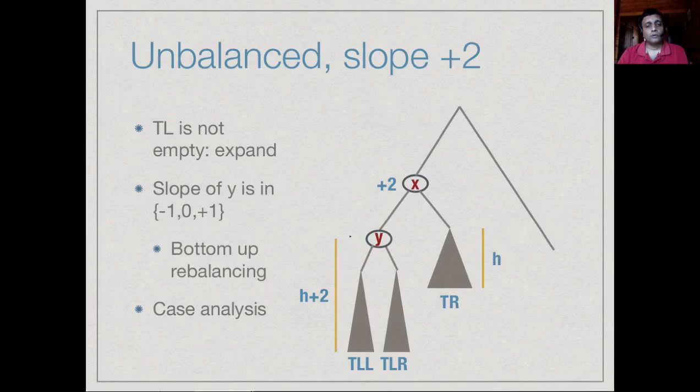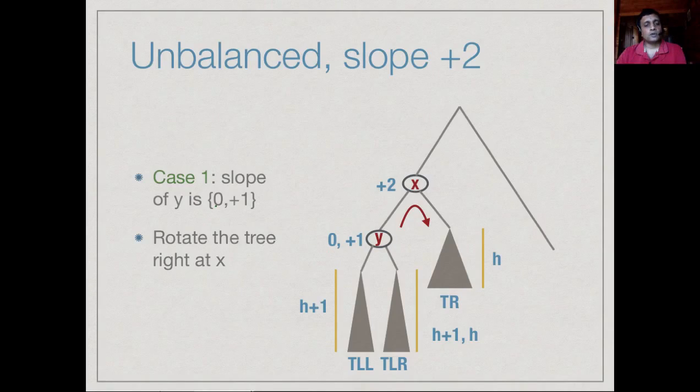So we will now look at this new node that we have extracted. Its slope is minus 1, 0 or plus 1. We are going to do some bottom-up rebalancing, and we are assuming everything below is okay. So we are going to do some case analysis based on the slope of y.